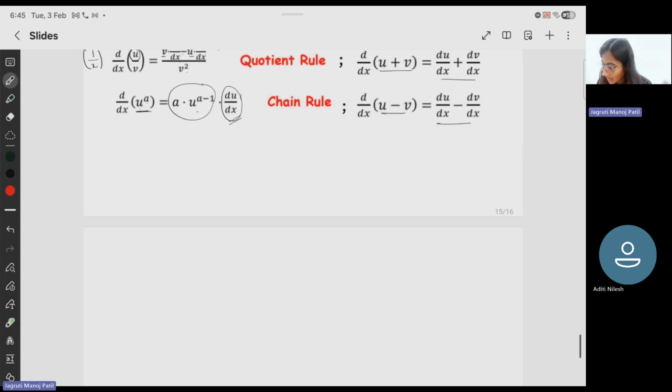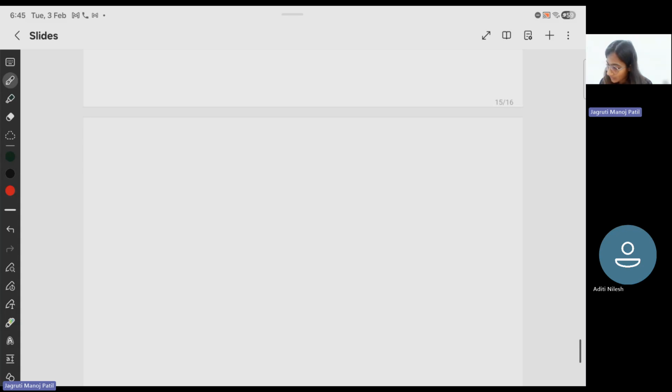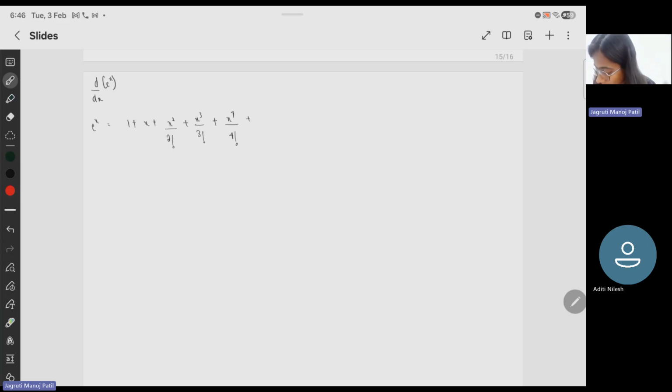We saw the rules till now. We saw how to compute the slopes. So let's see if we can do the derivative for e raised to x, right? For e raised to x. So now we know e raised to x goes as 1 plus x plus x squared by 2 factorial plus x cubed by 3 factorial plus x to the 4 by 4 factorial and so on, right? So I just told you the derivative for this one continues to be the similar function.